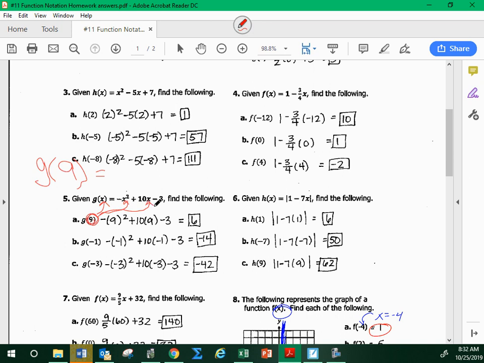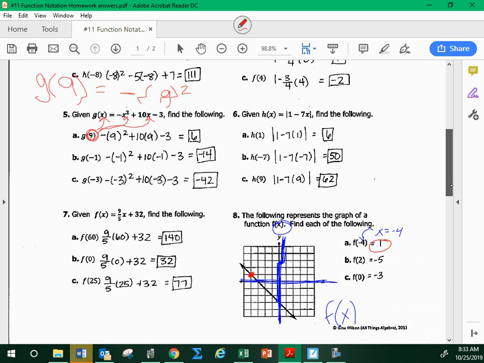Now when I do that, notice the negative is outside of x. So I have negative, and then instead of x, I'm going to put 9. Every time. Let's try that again. So again, I have a negative, and instead of x, I put parentheses 9 squared plus 10.